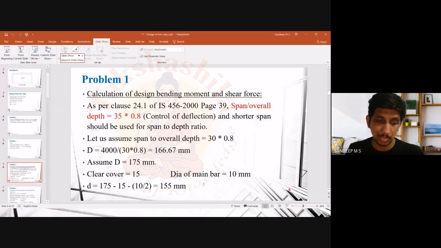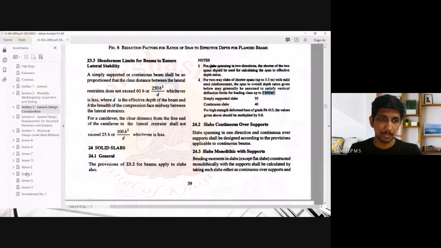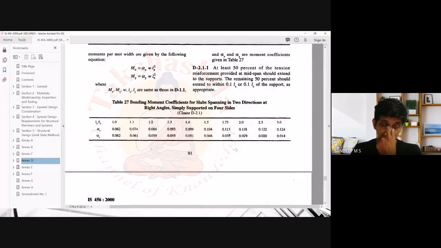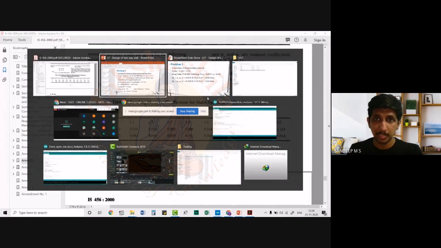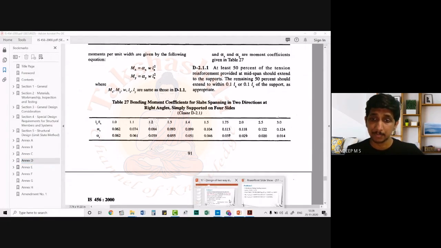Let's quickly look at that. Let's see, so to come down. So our value was 1.375, you remember the value? That is in between 1.3 and 1.4. So you have to interpolate and get the value of alpha x, which is coming in between these two values, and alpha y, which is coming in between these two values. So you just get the value of alpha x and alpha y.